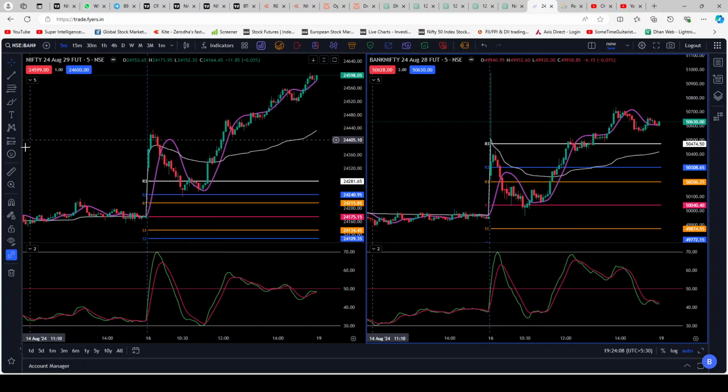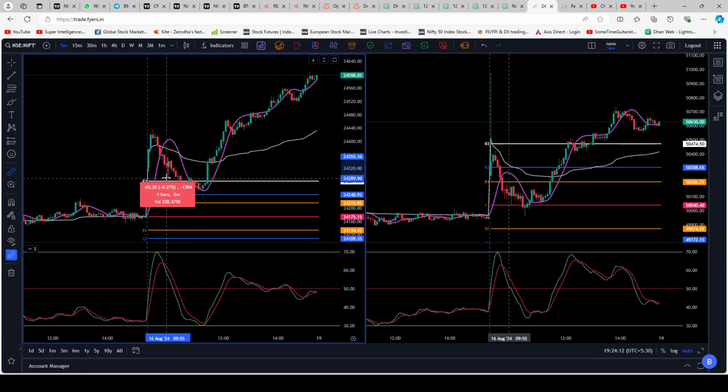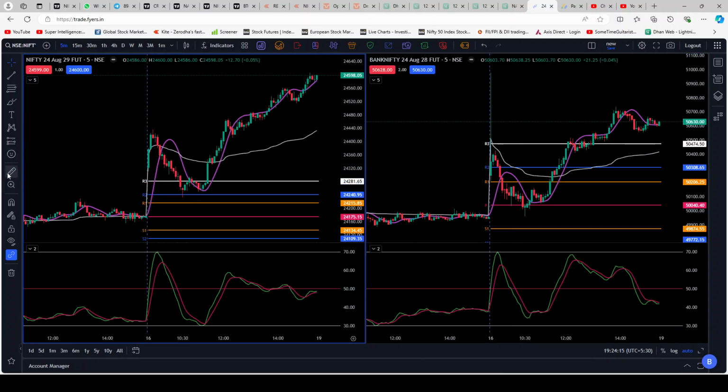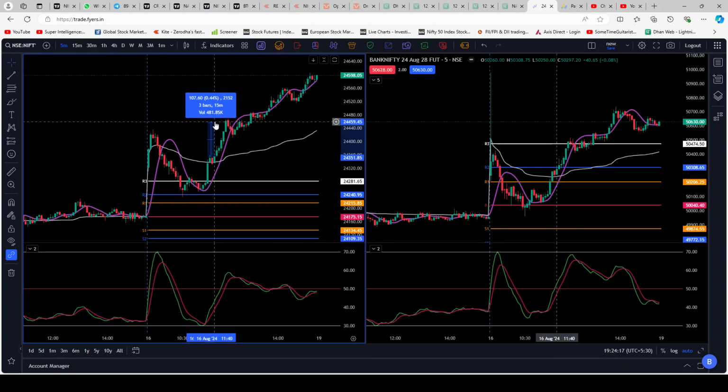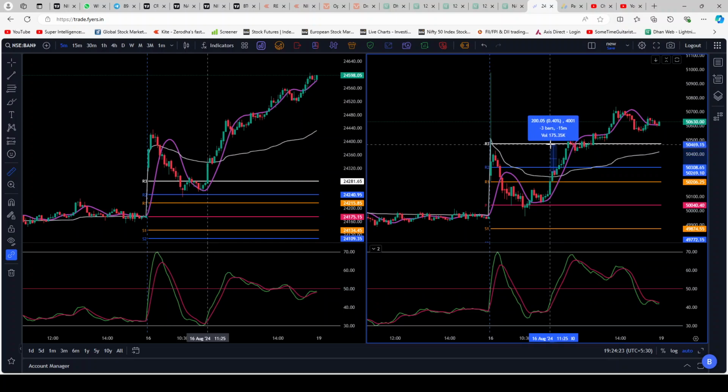But very technically speaking, the two good trades are this short over here and this long over here. These are the two good trades. In Bank Nifty, I already mentioned this short is about 200 points. This long would have given you about 200 points.